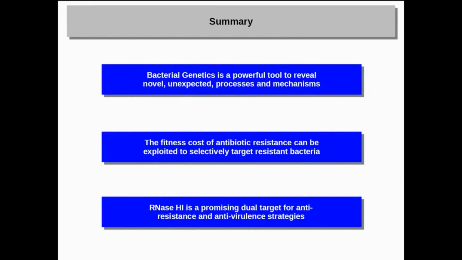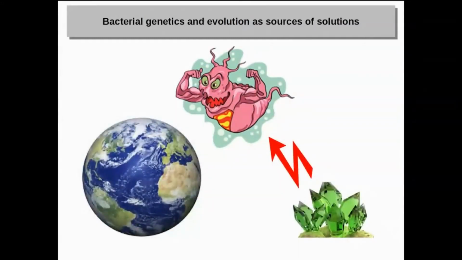So I hope, as a summary, that I have convinced you that bacterial genetics is very powerful to identify novel strategies, also that the fitness cost of antibiotic resistance can be exploited, and also that RNase is a promising target for both anti-resistance and anti-virulence. Also, this is my final message. We are facing superbugs now. Bruno explained it perfectly. But I think we can find the kryptonite of these superbugs. And in my opinion, bacterial genetics and evolution is going to make a great deal helping us to find this kryptonite. So it's great that we continue doing it and enjoying it.